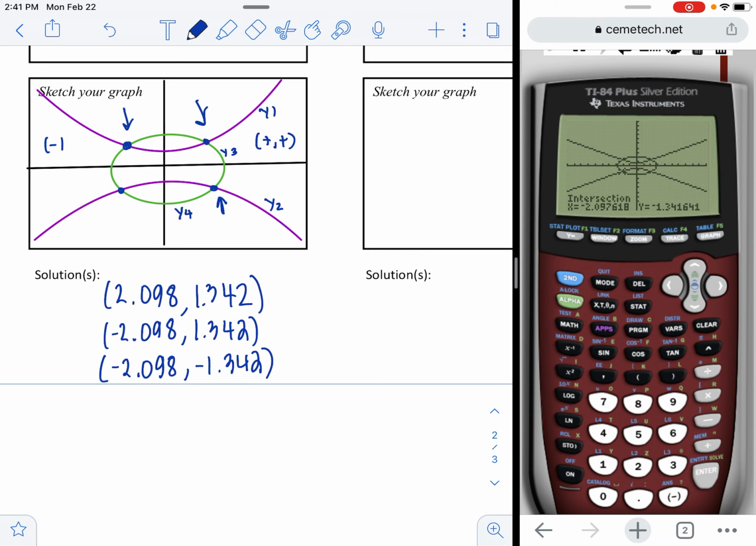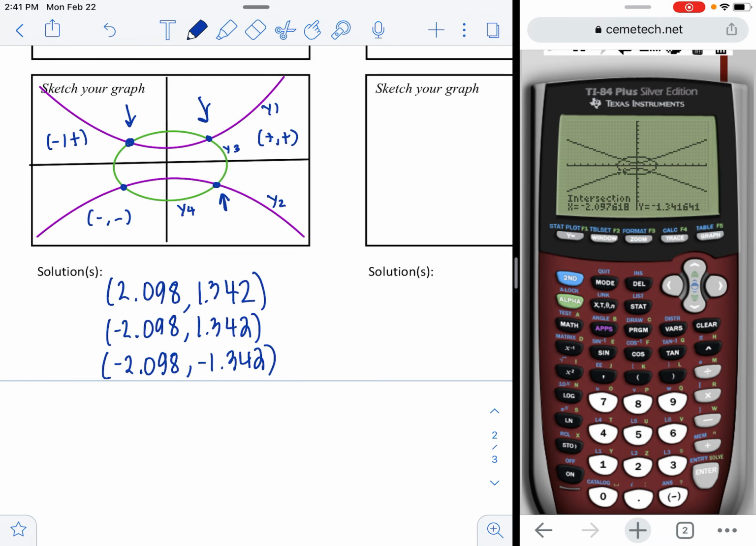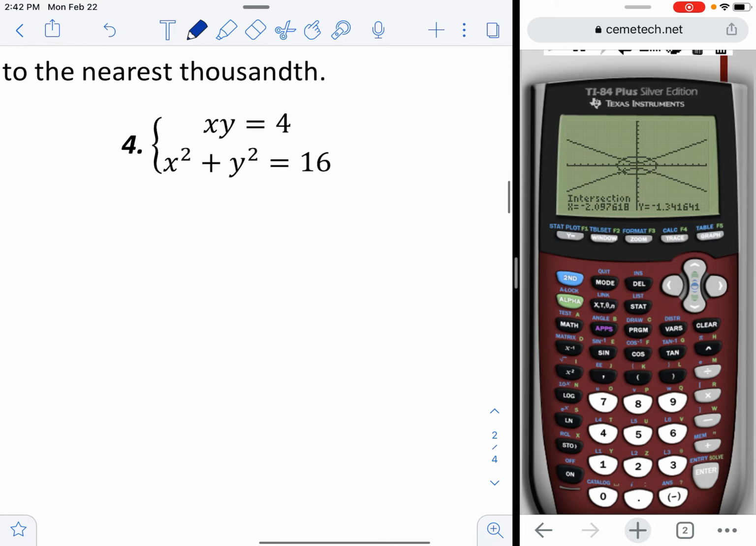So I think we can figure out where this one is without the help of our calculator, right? If you look, this was positive, positive. This was negative, comma, positive. This was negative, negative. And this is going to be positive, negative. So 2.098, comma, negative 1.342. Right, because this is a symmetric graph.